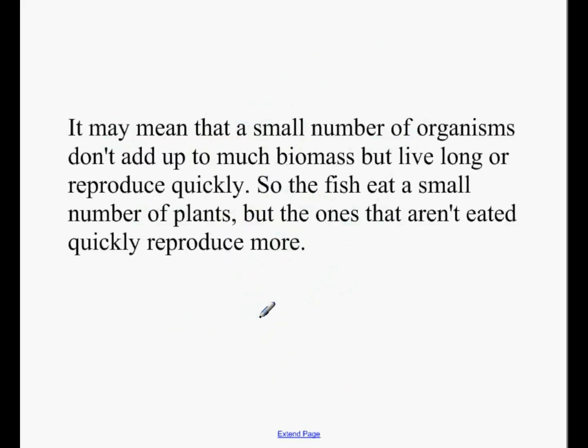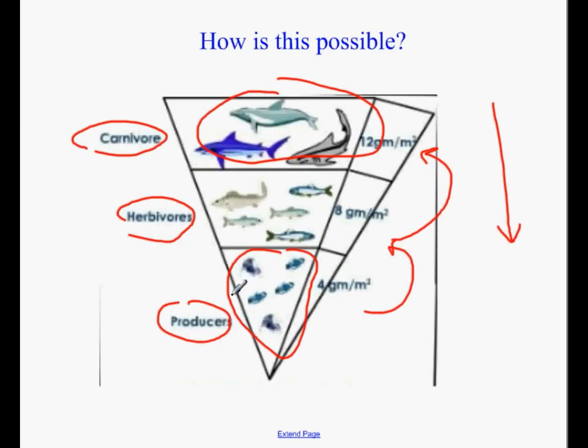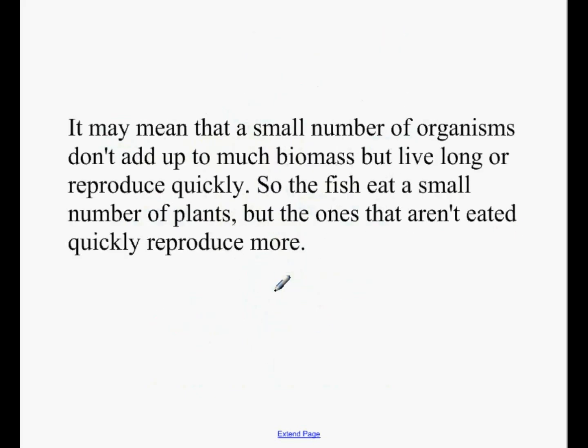Now, it doesn't mean that a small number of organisms don't add up to much biomass, but suppose that they don't live very long, right? Or suppose they reproduce really quickly. Okay? So let's go back here again. There's not that many of these guys here, but they reproduce really quickly. They die, they reproduce, they die, they reproduce. As soon as they get eaten by the fish, they just keep reproducing. So one of the explanations is the reason why there aren't a lot of them, a lot of biomass there, is that they reproduce really quickly.